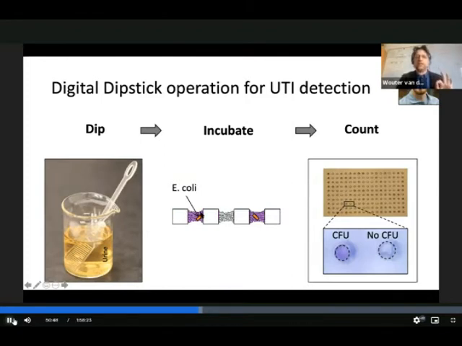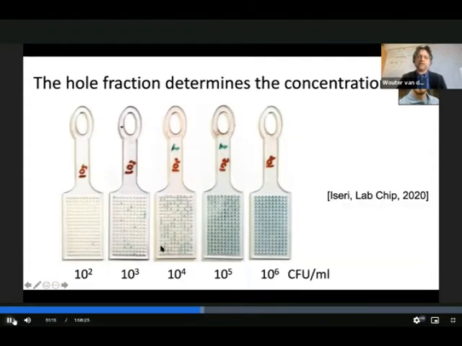And the wells are so small that they either trap zero bacteria or one bacteria. If they trap a single bacteria, the bacteria starts growing in a very small well. So this goes very fast, and the well changes color. In this case, for example, from white to purple. And then after incubation, we simply count how many dots are purple and how many are white, and we know the concentration. Here you can see, for example, for low concentration, we have maybe only one bacteria, for 1,000 per ml, 10,000, and you see that when we have 100,000 or more, all the wells contain bacteria.